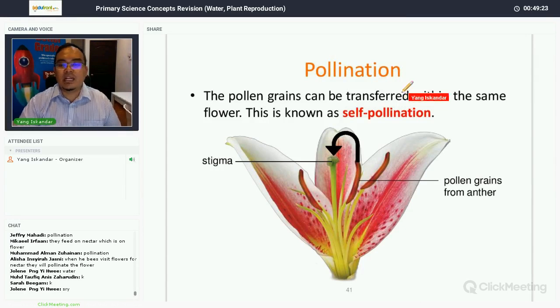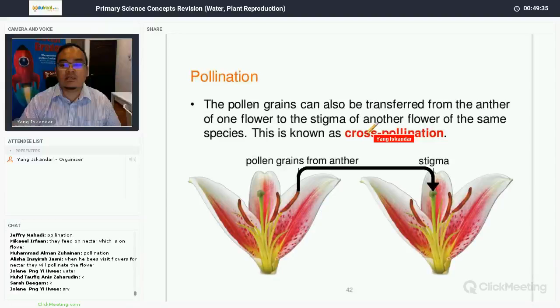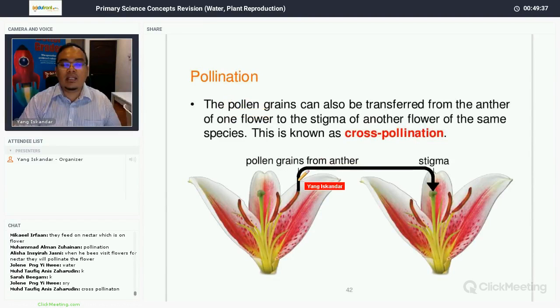Now, pollen grains can be transferred also within the same flower. This is called self-pollination. So you can see here, the pollen grains from the anther go directly to the stigma of the same flower. We call this self-pollination. And when the pollen grain goes from one flower to the stigma of another flower, we call this cross-pollination.